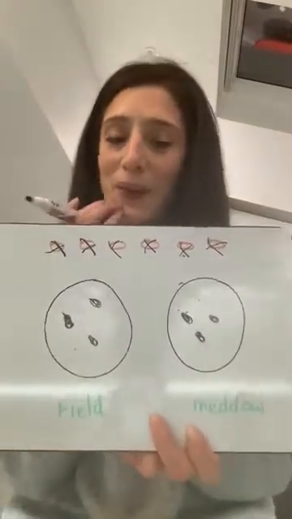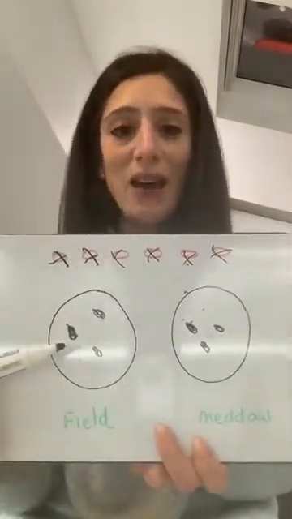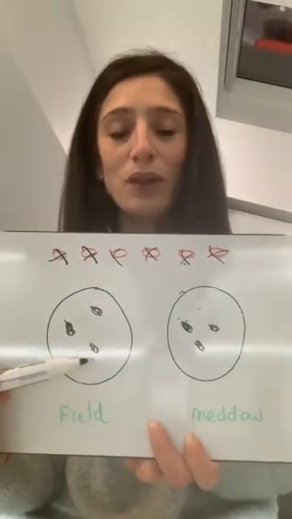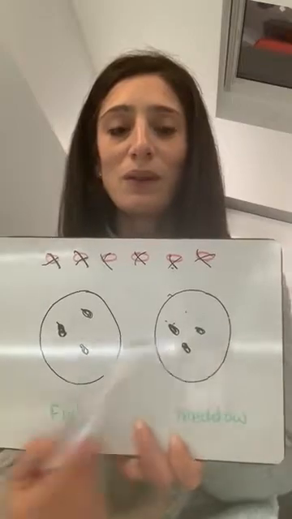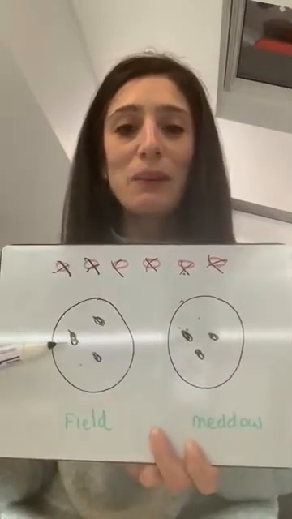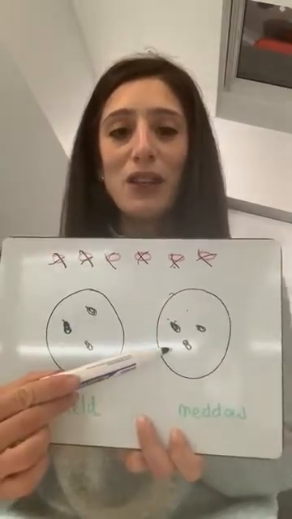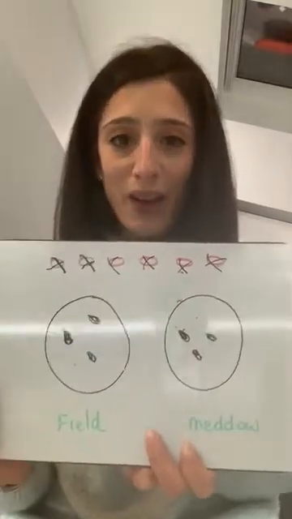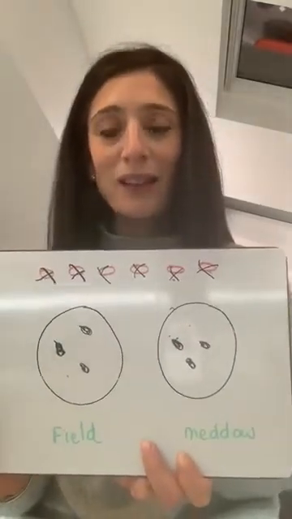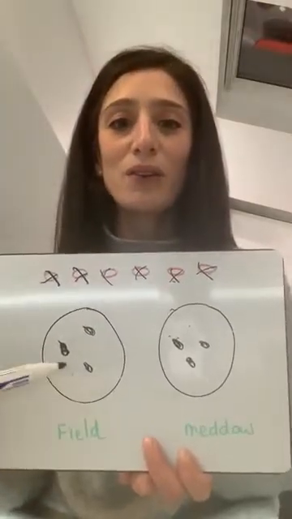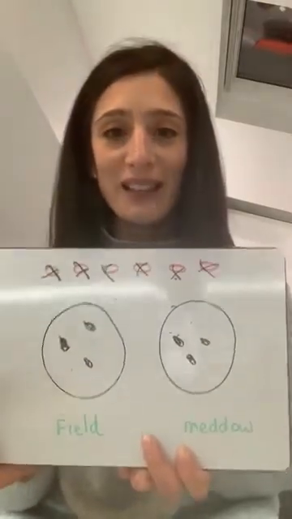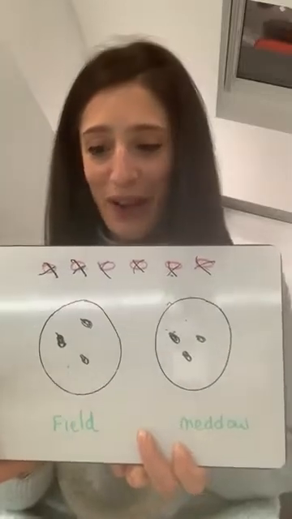Now I need to make sure I've got the same amount in both circles. So I need to count. I've got 1, 2, 3, and I've got the same 1, 2, 3. So I now have 3 sheep in the field and 3 sheep in the meadow. So I know that half of 6 is equal to 1, 2, 3. Half of 6 is equal to 3.